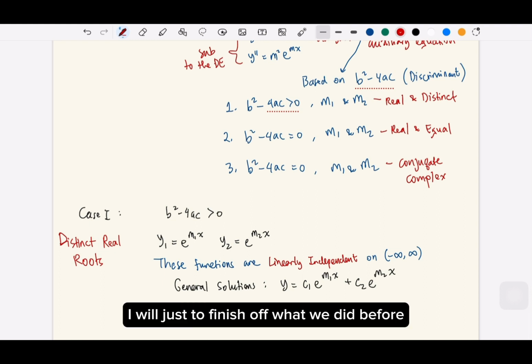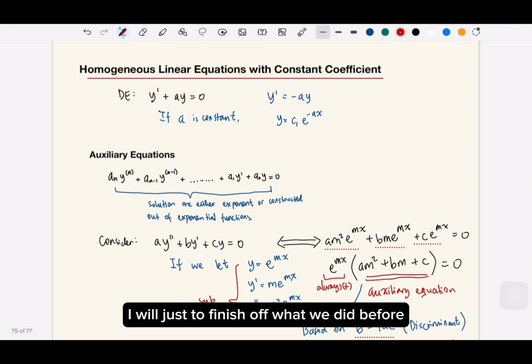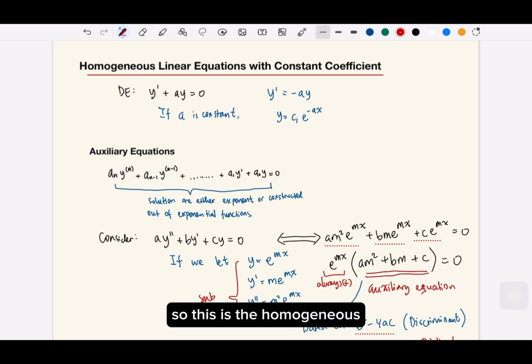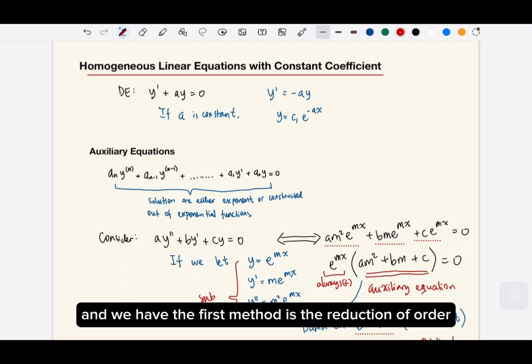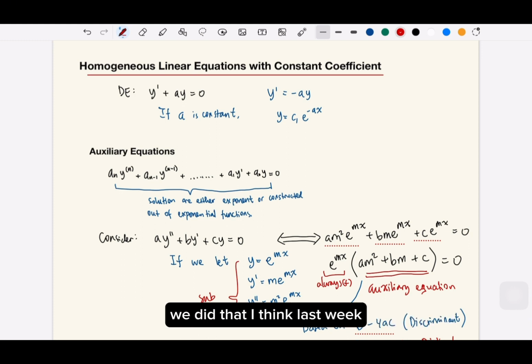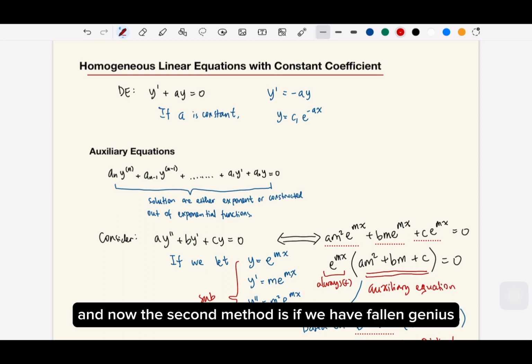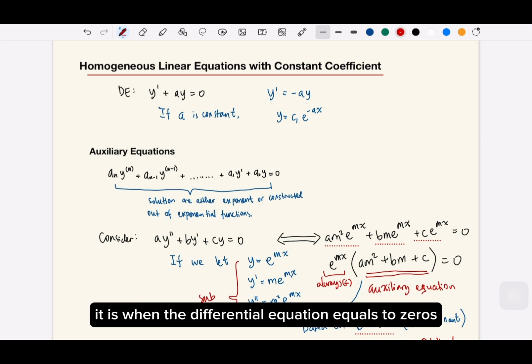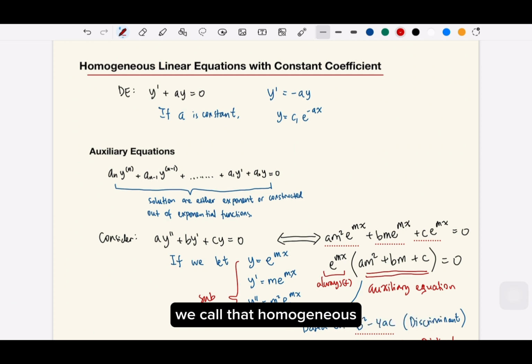For today's class I will just finish off what we did before. This is the homogeneous linear equation with constant coefficients, a higher order differential equation. The first method is the reduction of order, which we did last week. Now the second method is if we have a homogeneous equation. What is homogeneous? It is when the differential equation equals 0. So we call that homogeneous.